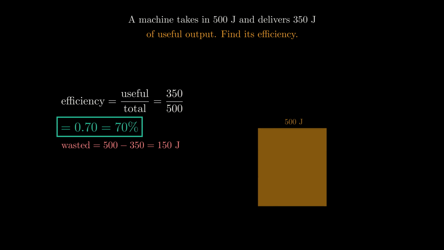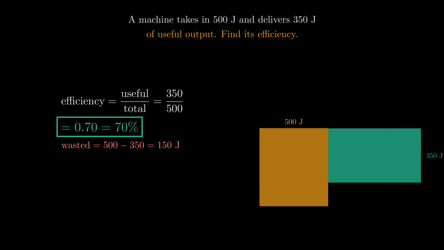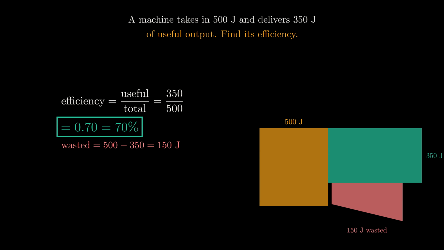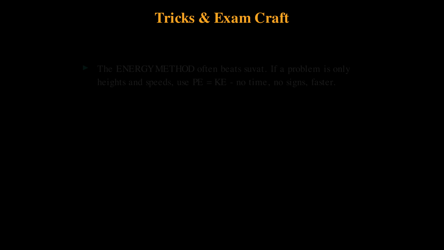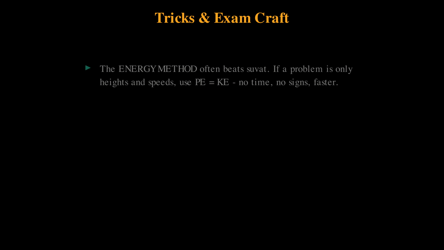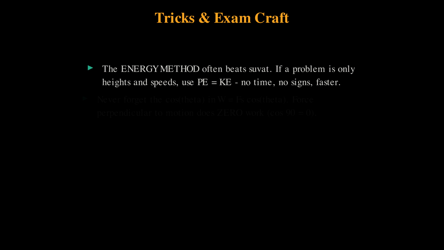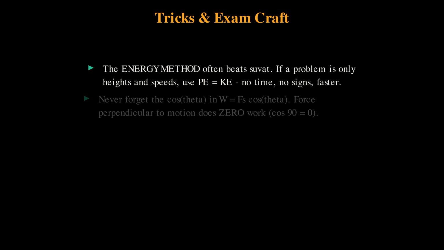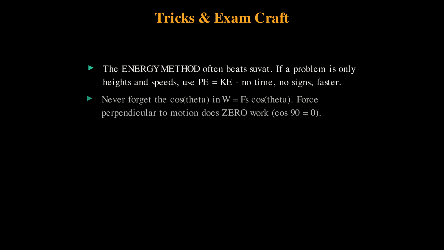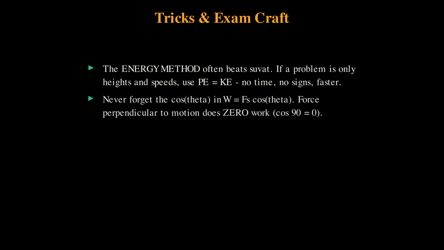Draw it as a Sankey. 500 joules flow in, the 350 useful branch carries on, and the 150 wasted branch peels away. The widths add back to the input every time. Now the exam craft that separates the top grades. 1. The biggest time saver in this whole topic. When a problem involves only heights and speeds, use the energy method. Potential energy equals kinetic energy instead of Suvat. No time, no sign conventions, often a single line.